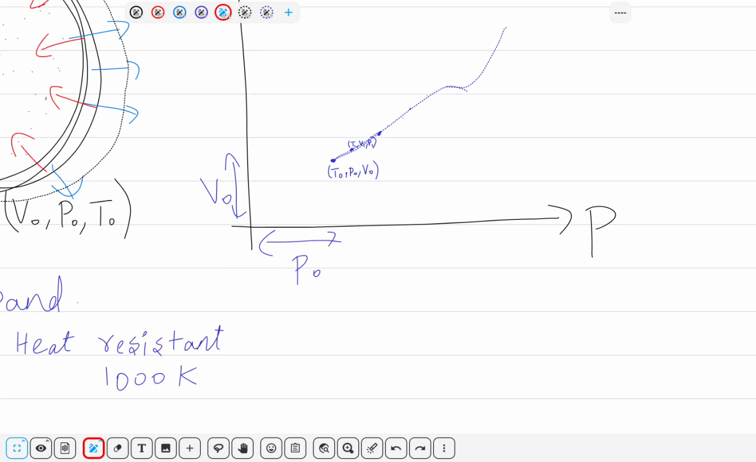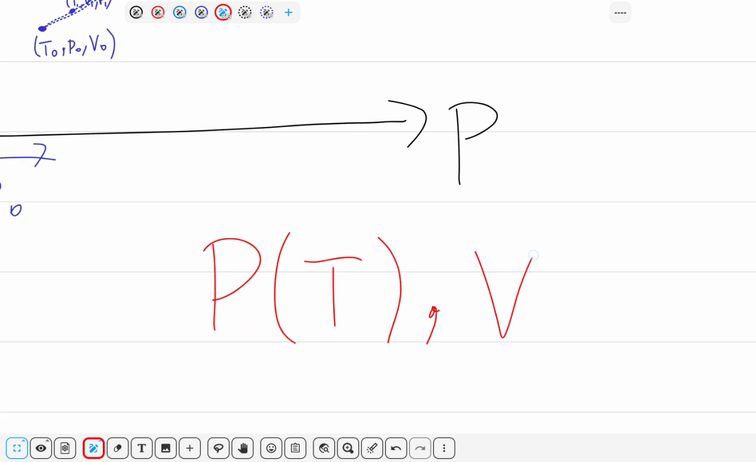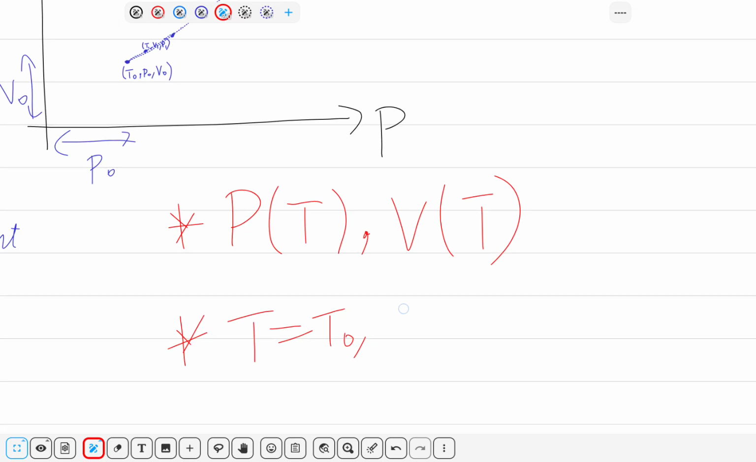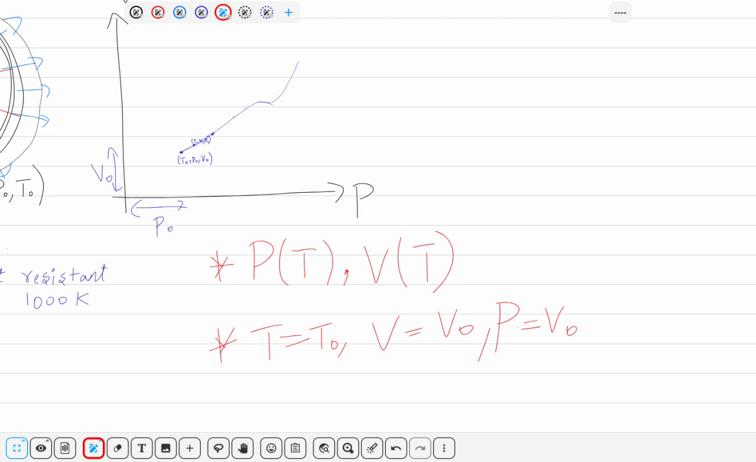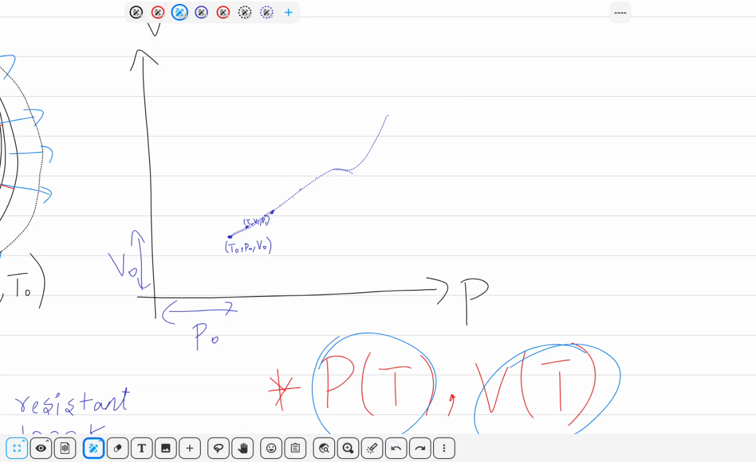Nobody knows. My question is, can you come up with a parametric equation, P of T, V of T? Basically, pressure and volume depending on temperature, given the initial boundary conditions that at some temperature T naught, the volume is V naught and the pressure is P naught. Can you come up with the variation of pressure with temperature, the variation of volume with temperature, and give me the plot? That's the question.